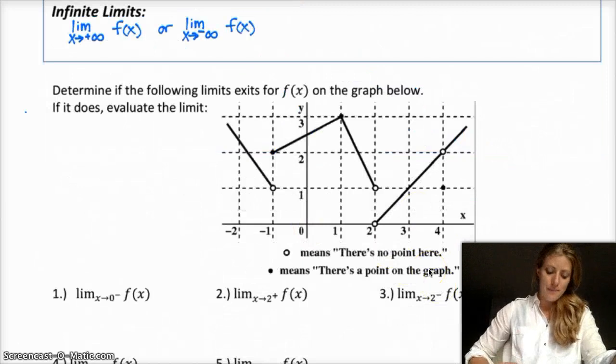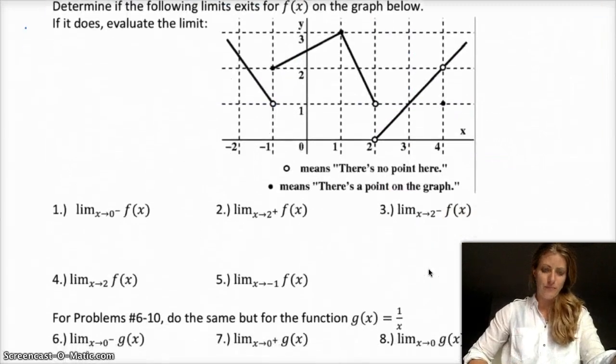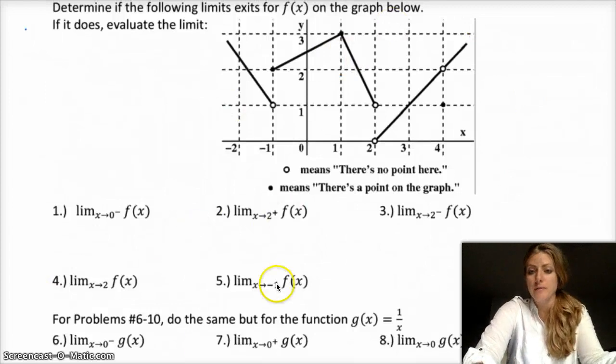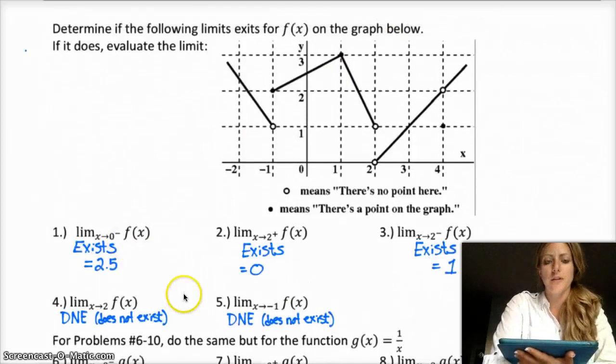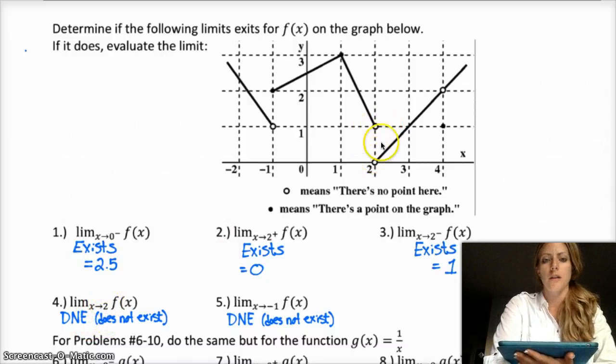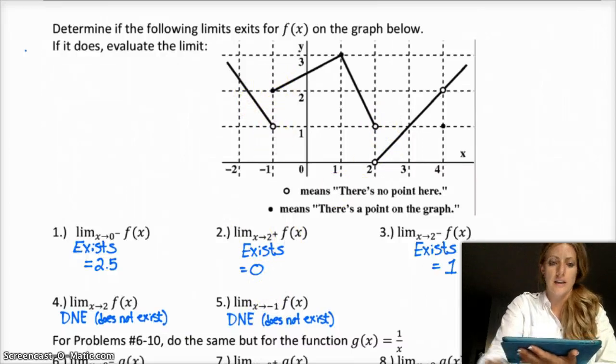Okay, so here are multiple examples. I would say pause, try them, see if you can figure them out, and then check your answers. For this first example, 0 from the negative direction is about 2.5. 2 from the positive direction, we already talked about, is about 0. From the left is 1. And then the limit as x approaches 2 does not exist because you have two different limits that don't equal each other. The limit as x approaches -1, for the same reason, does not exist.